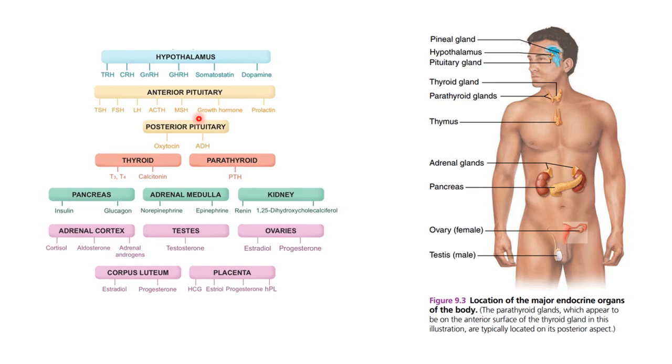The posterior pituitary gland is also a part of the pituitary gland, but is more related to the brain than the anterior pituitary gland. You can think of the anterior pituitary gland as a separate endocrine gland, whereas you can think of the posterior pituitary gland as technically a continuation of the hypothalamus. So it is more related to neurons than it is related to a gland. The posterior pituitary gland secretes oxytocin and antidiuretic hormone.